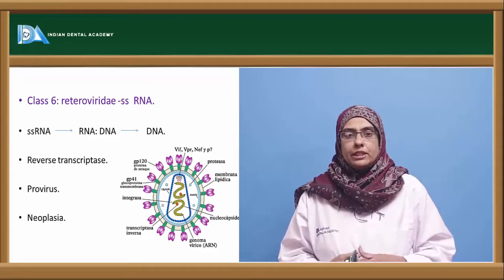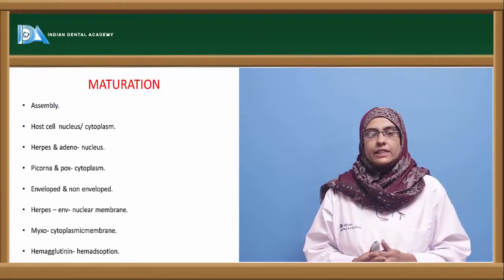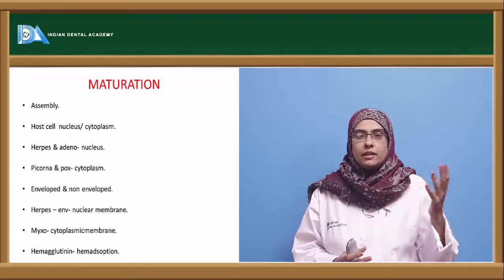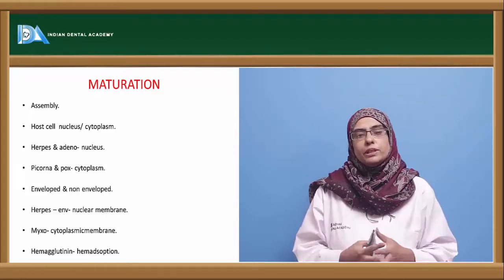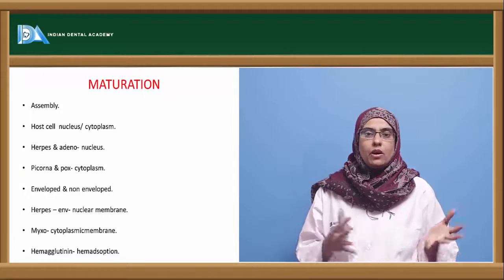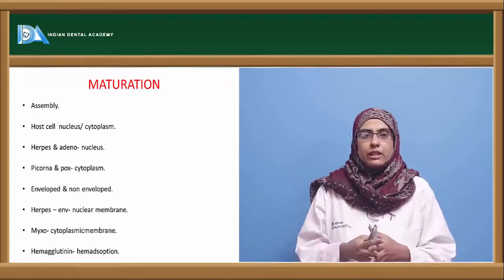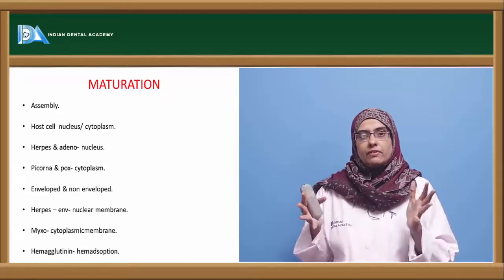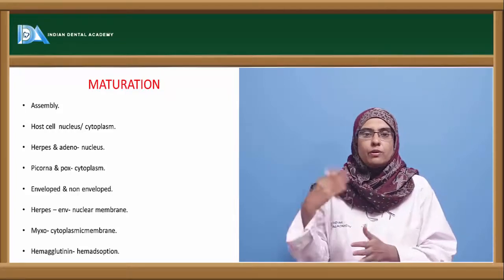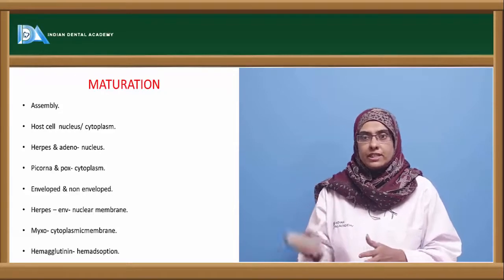Now the next important step is maturation, where we can see the assembly. In the biosynthesis process, we have seen the synthesis of the various components of the viruses. Now all these virus components usually assemble together to form a mature virion. So in maturation, assembly of the various components of the virus takes place to form the progeny virion, which is infectious in nature.